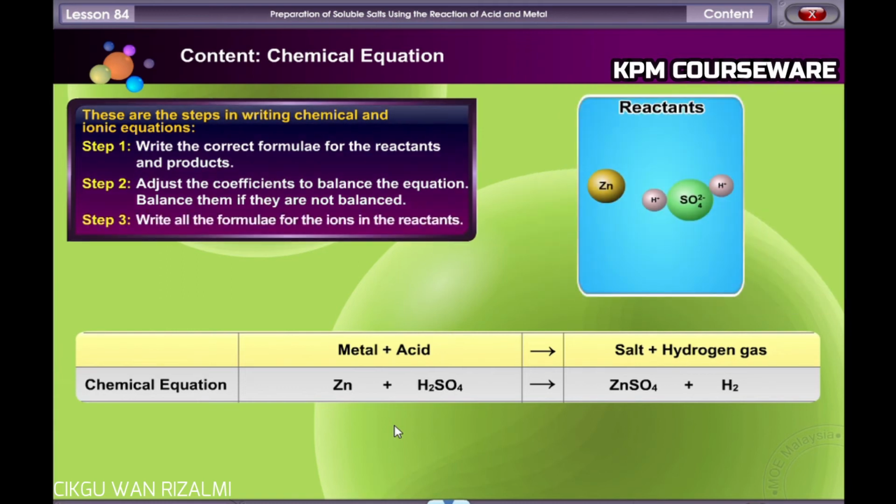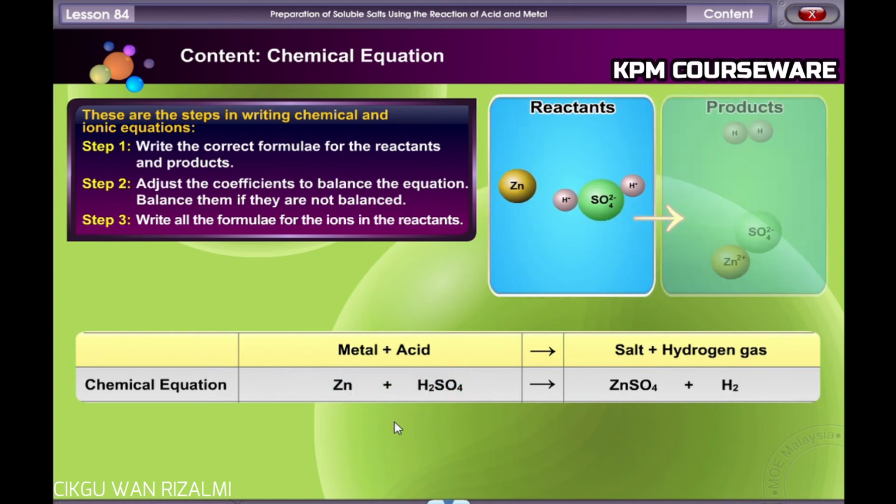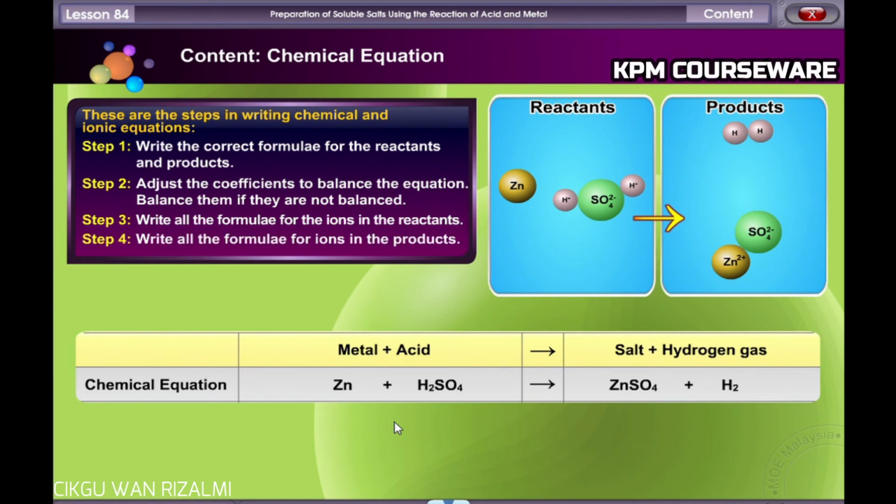We'll write down all the formulae for the ions present in the reactants. Look at the reactants. The ions present in sulfuric acid are hydrogen ions and sulfate ions. Now let's look at the products. The ions present in zinc sulfate are zinc ions and sulfate ions. Hydrogen gas has no ions because hydrogen gas is a molecule.